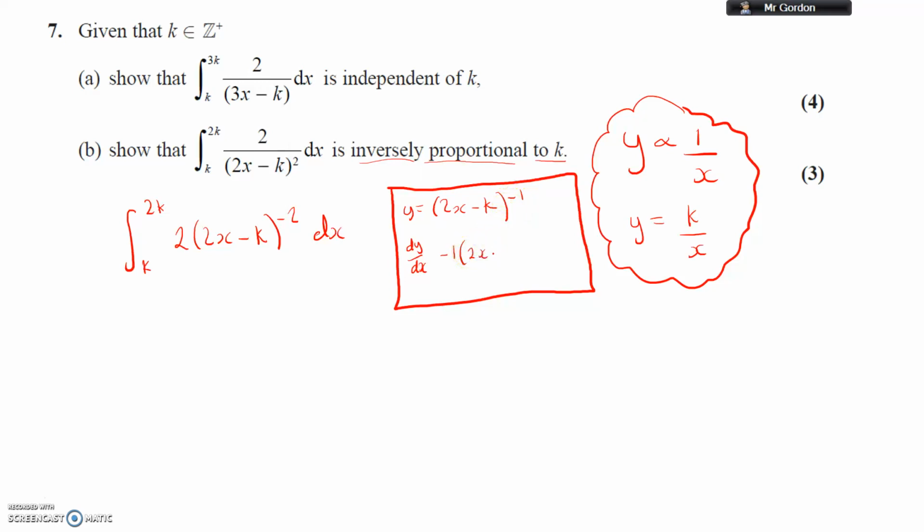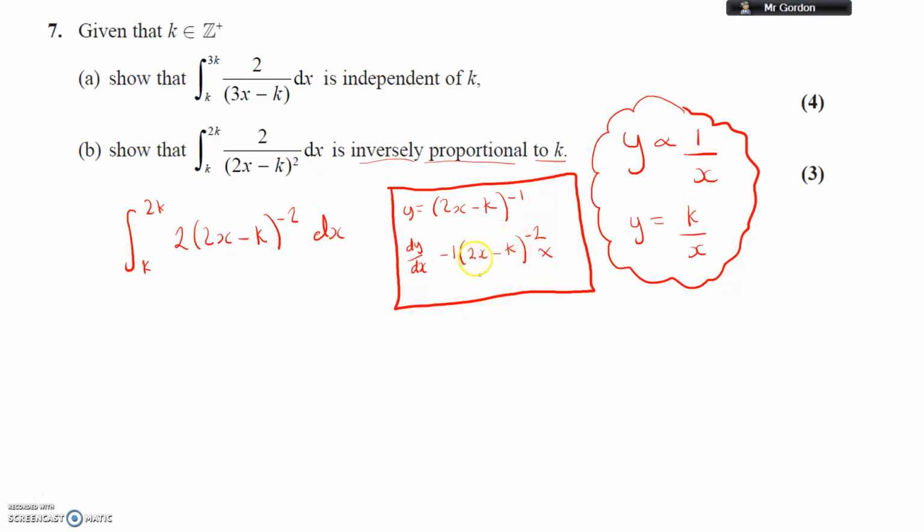Rewrite the bracket, 2x minus k, reduce the power by 1. So it's very close, isn't it, to what we started with. However, this is twice as big as this result here. Okay, so I'm going to have to adjust the constant to account for that. Actually, I've done something wrong, haven't I? You're supposed to multiply by the differential of the bracket. I nearly missed that there.